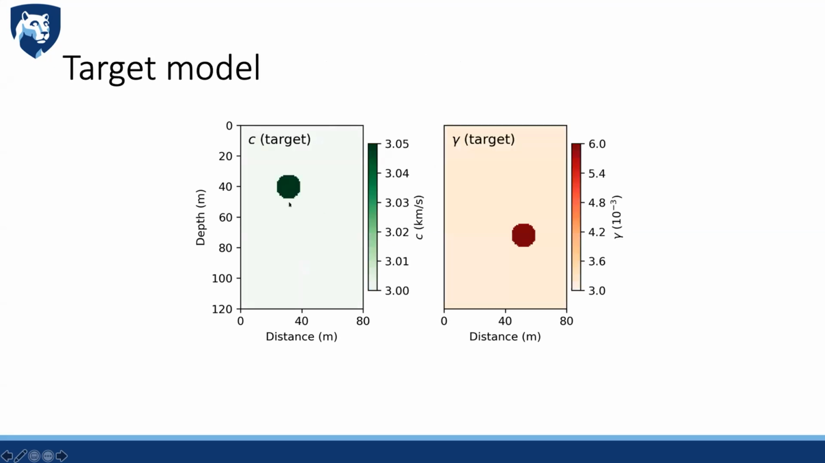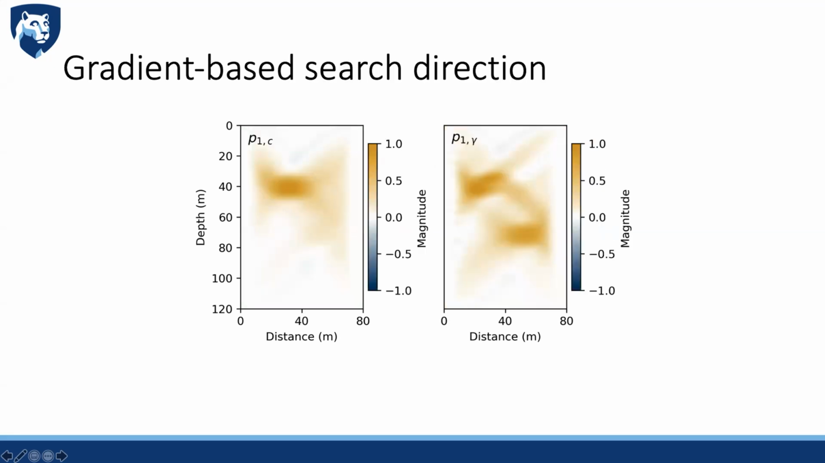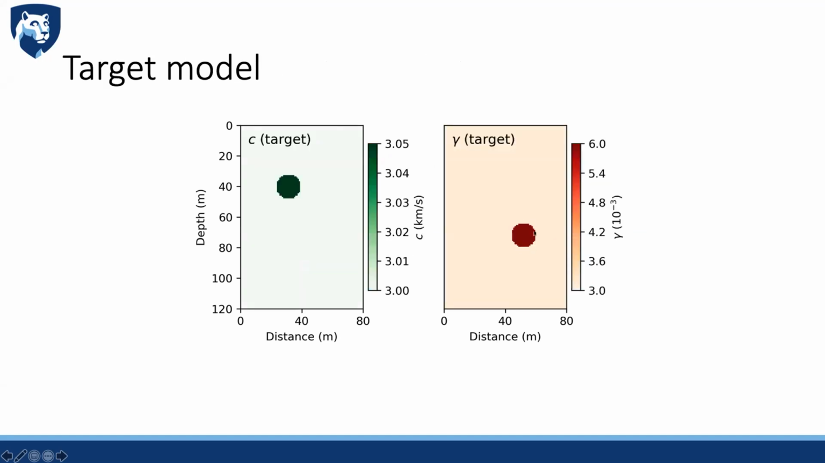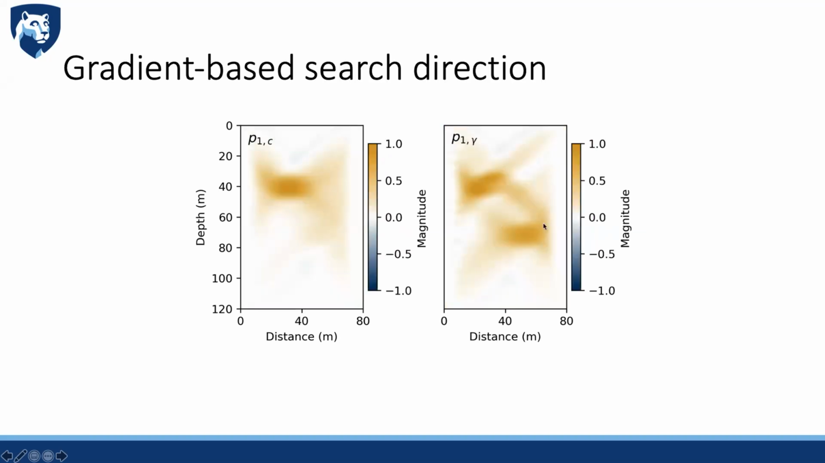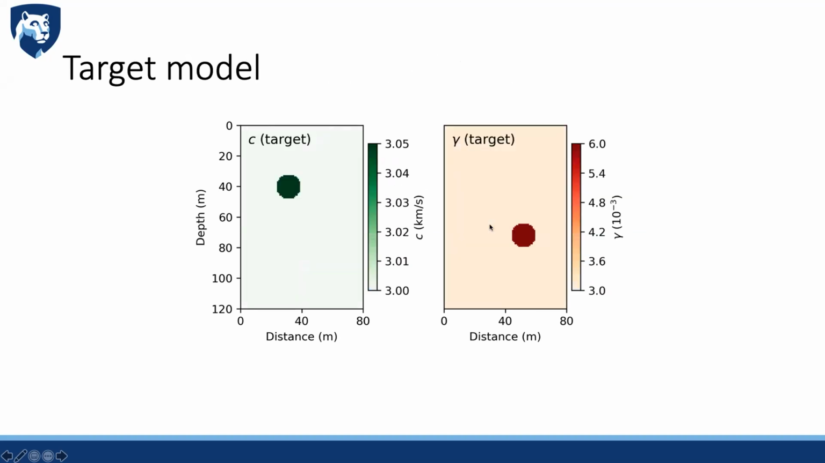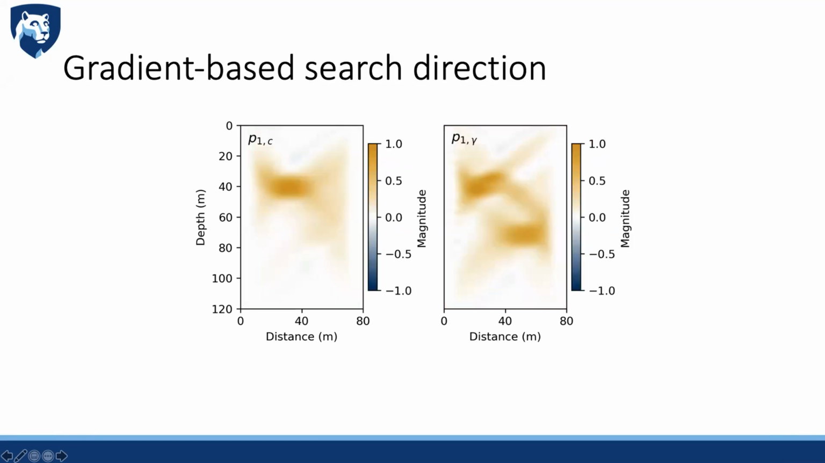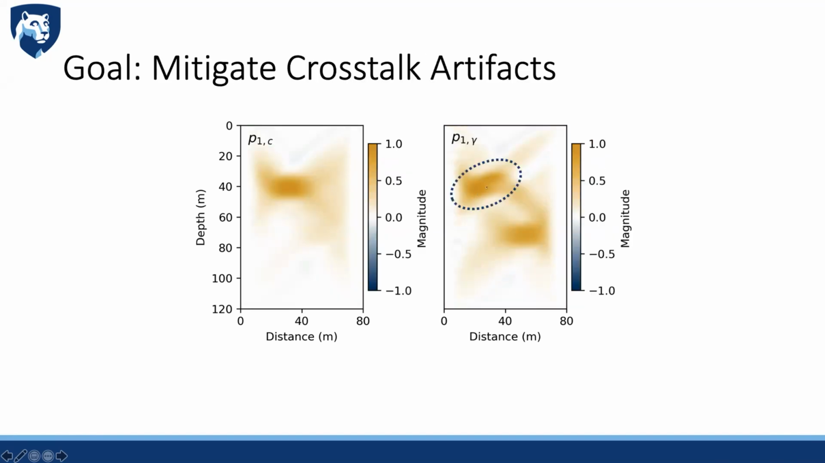We can see that the velocity anomaly can be captured by this velocity direction P1. And actually, the attenuation anomaly can also be captured by this attenuation direction. But the problem is that this velocity anomaly is mistakenly mapped to this attenuation P1. And this is the so-called crosstalk artifact. And the goal, or the motivation, of this specific study is to mitigate this kind of crosstalk artifact.